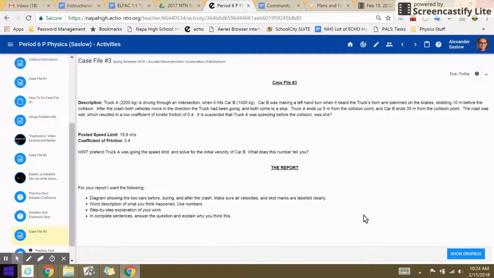Okay. After the crash, both vehicles move in the direction the truck had been going. Okay, so car B that braked is going to go backwards. And they both skid to a stop. Truck A ends 5 meters from the collision, and car B ends 35 meters from the collision. The road was wet, which resulted in a low coefficient of kinetic friction, 0.4. It is suspected that truck A was speeding before the collision. Was she?